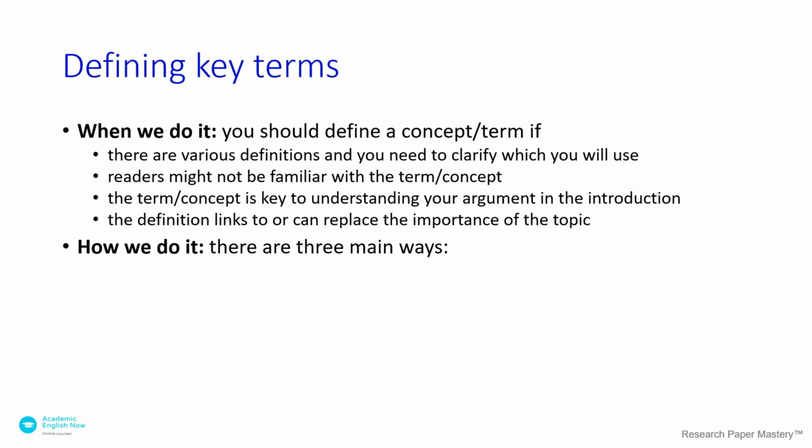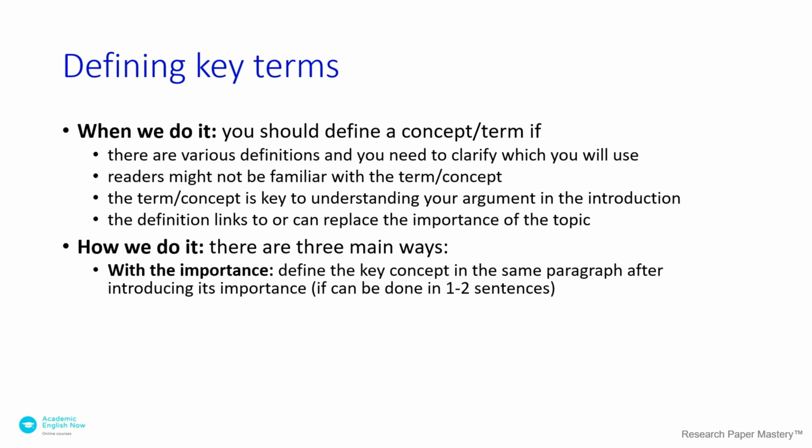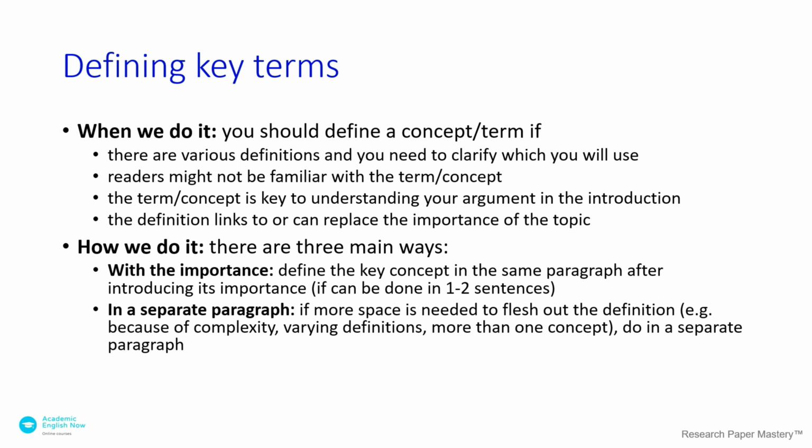Now, how are we going to define the key terms? There are basically 3 ways in which we're going to do this. First of all, we can do this with the importance, right? In the same paragraph, after we introduce its importance, or maybe even in 1 sentence, like the example that I've just given you. We do this when the definition can be short. If you can define something in 1 or 2 sentences, then it's a good idea just to combine it in 1 paragraph with the importance of the topic.